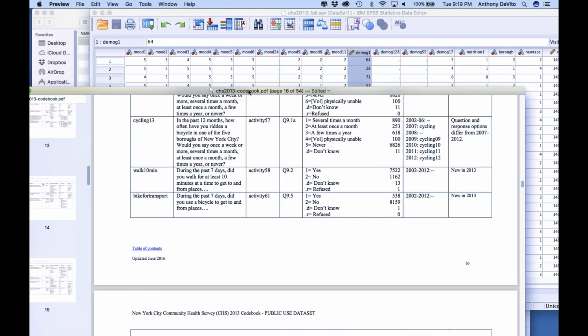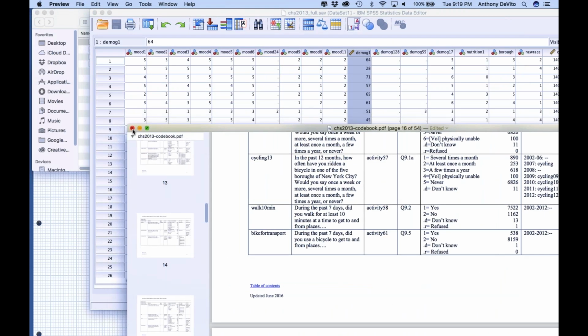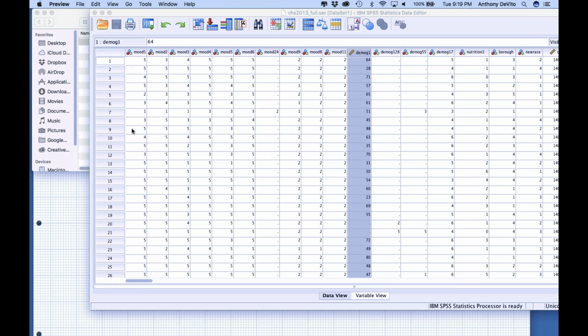Let's go and see what we have now. I'm going to close the code book now. We have four variables that we're interested in. One of them is whether a person has asthma or not. Another one, I'm going to pick just two variables right now, is how much sugary drinks that they drink.